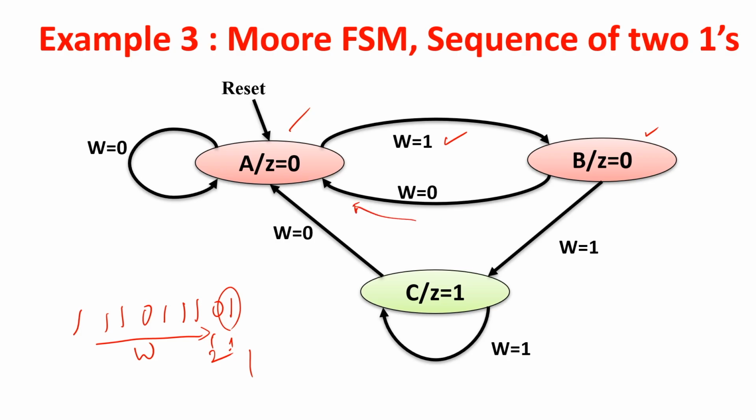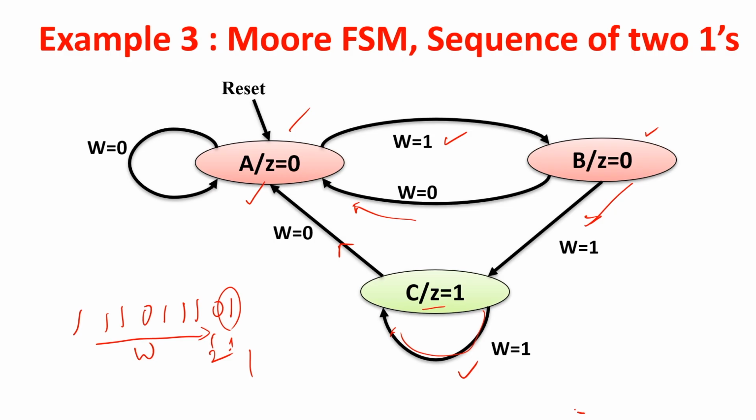So, in this case it comes back to state A. If you are in state B and you get one more 1, then you are going to state C, and in that case we assert that the value of output is 1, Z is equal to 1. Okay. And if we continue to get W is equal to 1, then it stays in state C and outputs Z. Whenever you get W is equal to 0, that means input is changed, then it comes back to state A.